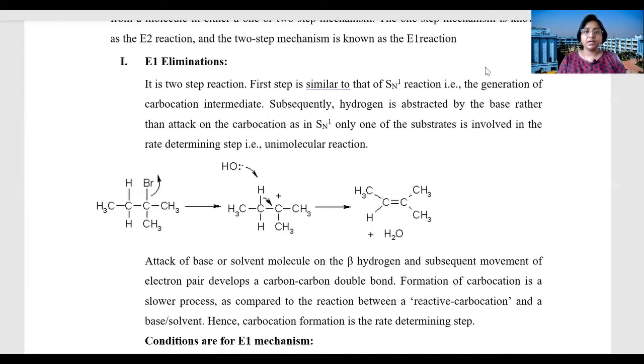So here basically the attack of base or solvent molecules on the beta hydrogen and subsequent movement of electron pair develops a carbon-carbon double bond. So here we are getting the carbon-carbon double bond, and here the beta hydrogen gives the electrons. So here the sigma bond is broken, and here we are getting the C=C double bond. So formation of carbocation is a slower process as compared to the reaction between reactive carbocation and a base solvent. Hence, carbocation formation is the rate determining step.